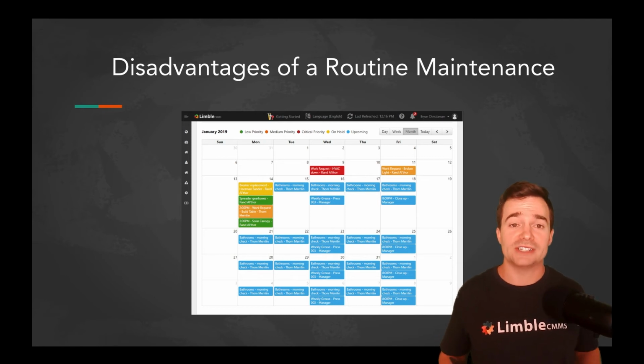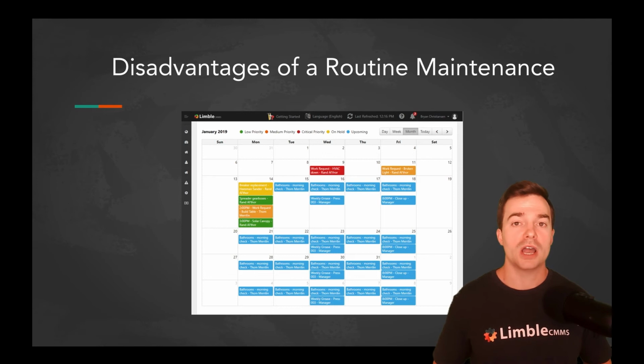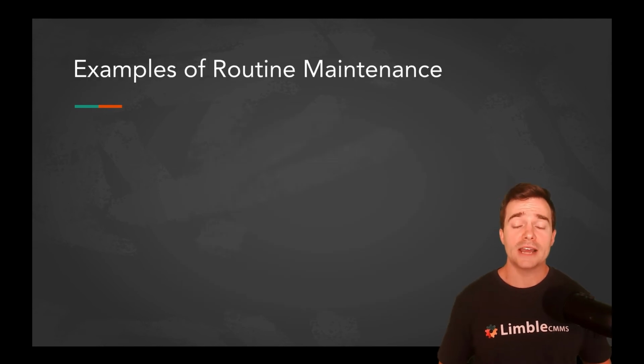And organizations that leverage a CMS software are able to keep detailed maintenance logs and track metrics like MTBF, so mean time between failures, which can give them an idea of whether they should perform more or less maintenance work on specific assets. Now, here are some examples of routine maintenance.